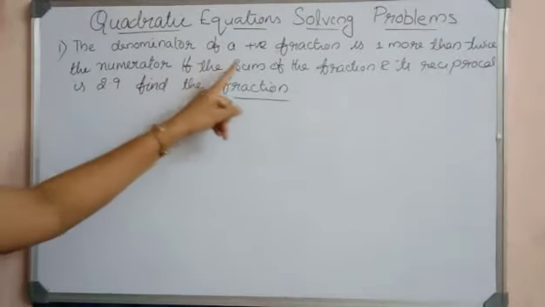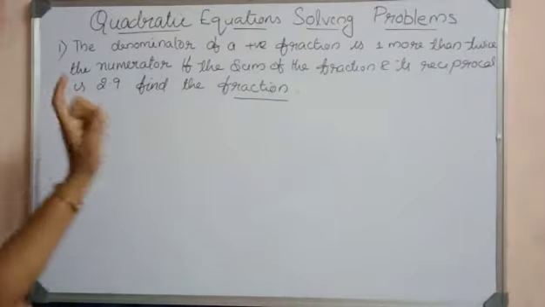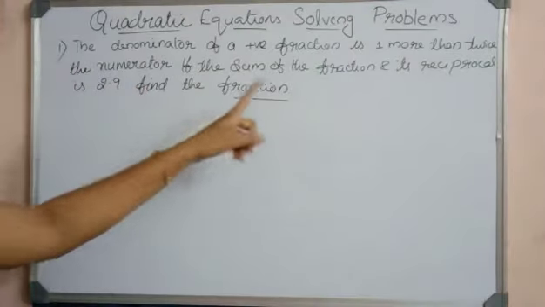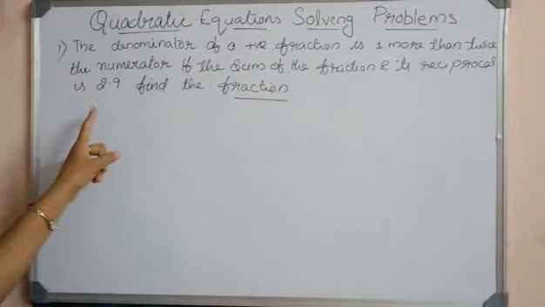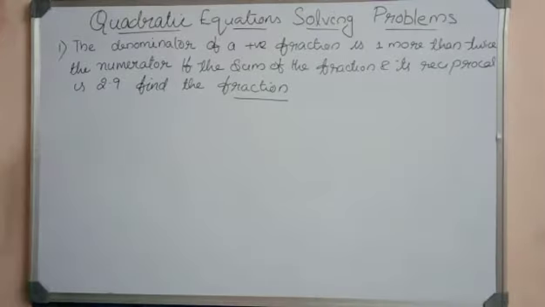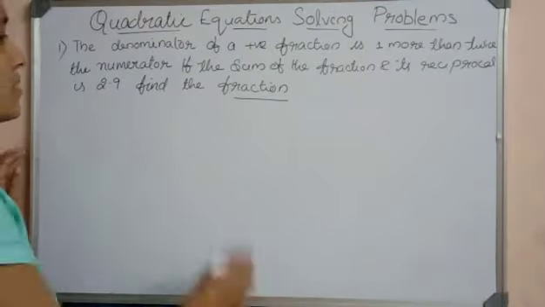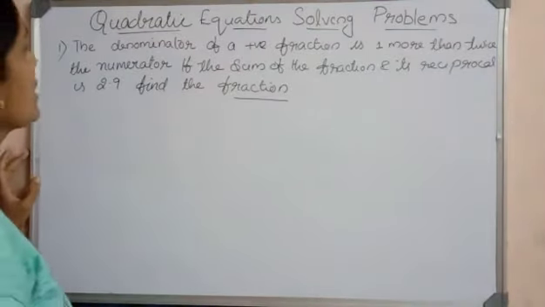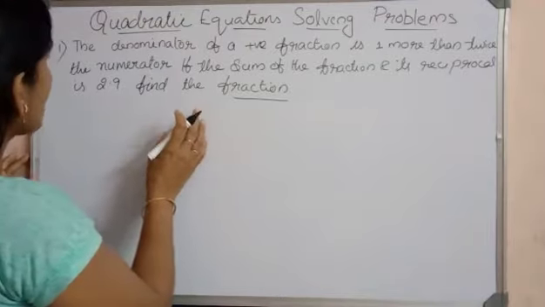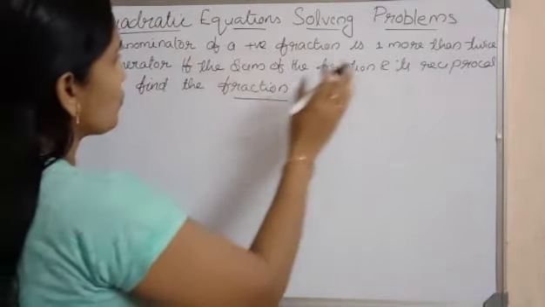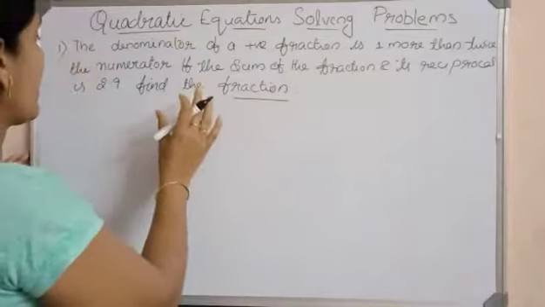The denominator of a positive fraction is 1 more than twice the numerator. If the sum of the fraction and its reciprocal is 2.9, find the fraction. This is the question. First, let's write down all the data given. The first part of the question is: the denominator of a fraction is 1 more than twice the numerator.